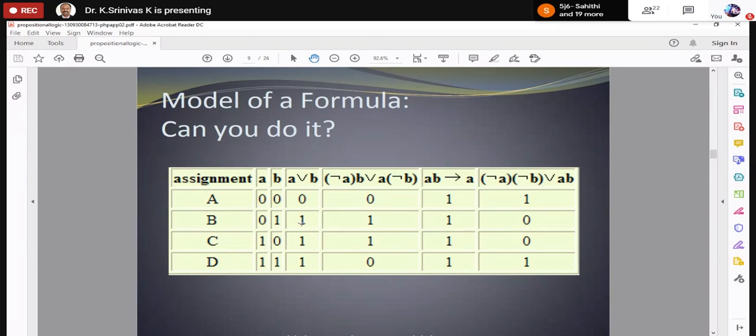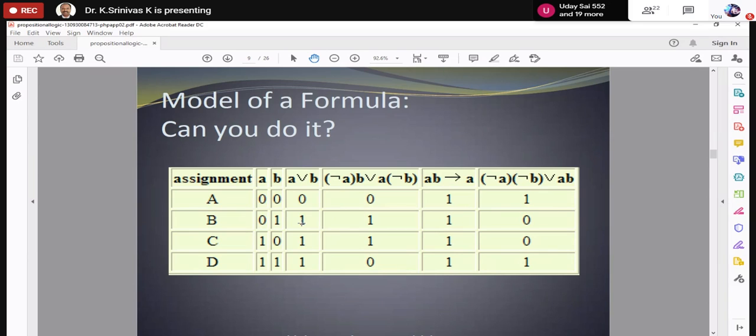So similarly, we are working upon model of formula. This is like a homework or classwork, whatever it is. Again, we are having 4 assignments A, B, C, D. A, B are the 2 inputs 0, 0, 0, 1, 1, 0, 1, 1. And we have A, R, B. So that R is equal to addition. 0 plus 0 is equal to 0. 0 plus 1 is equal to 1. 1 plus 0 is equal to 1. 1 plus 1 is equal to 1. It's a binary value. So in these assignments, B, C, D are the models for A and B.